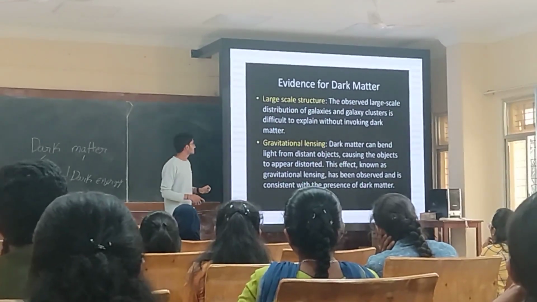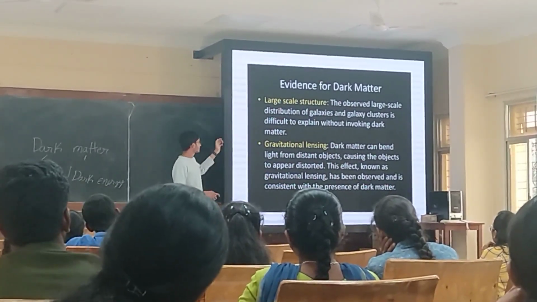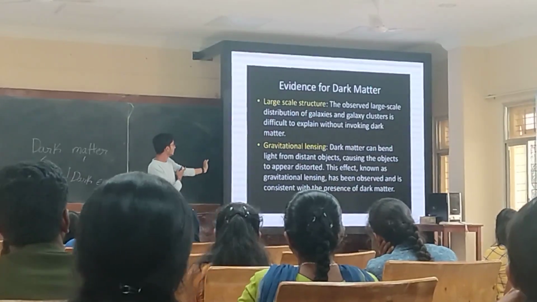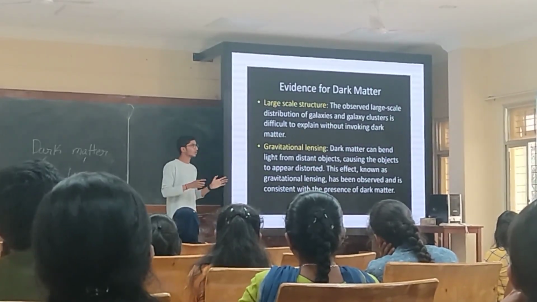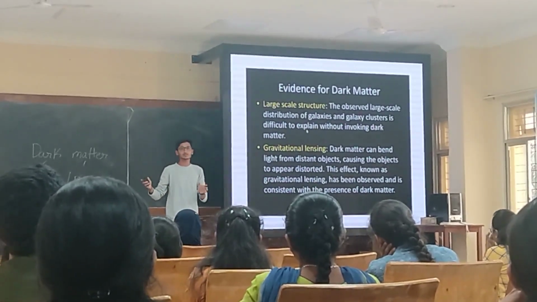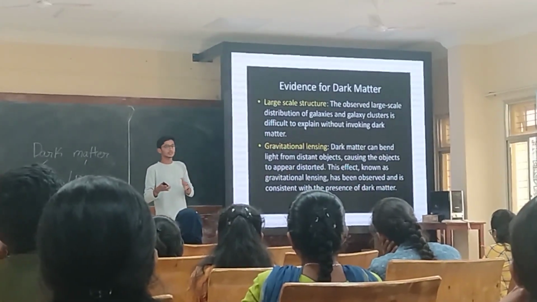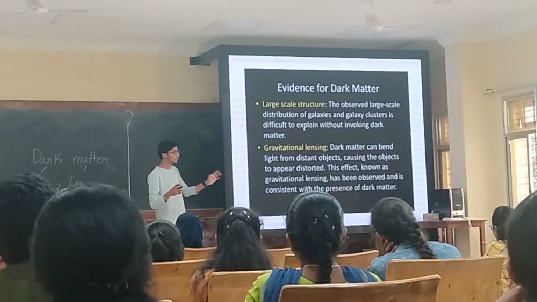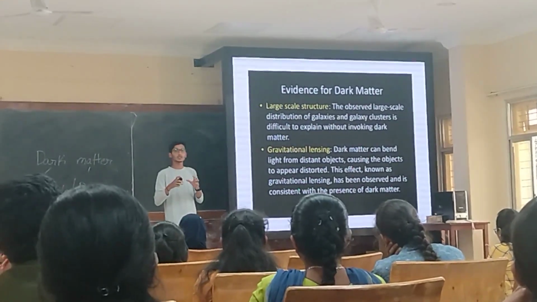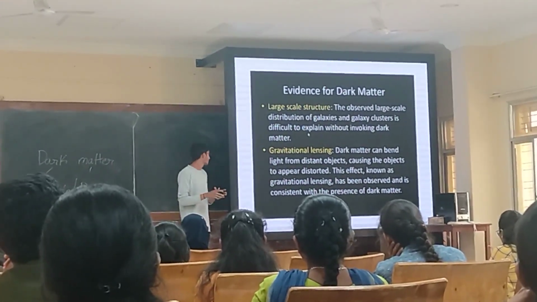So there are some evidences of dark matter. Large scale structure, as I mentioned earlier. To hold all these galaxies and clusters of galaxies together, we need some matter, and it has to be huge. It is helping the celestial objects to keep together.